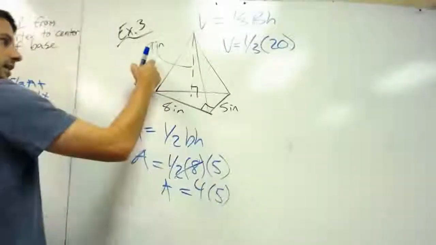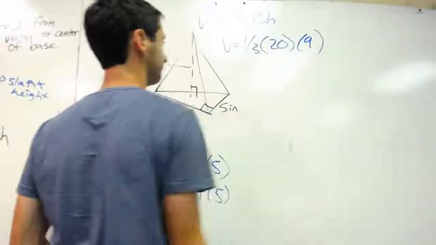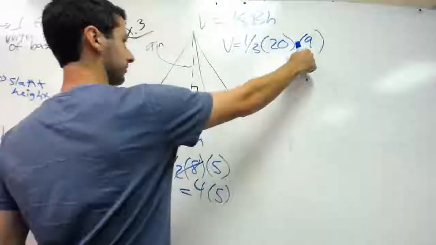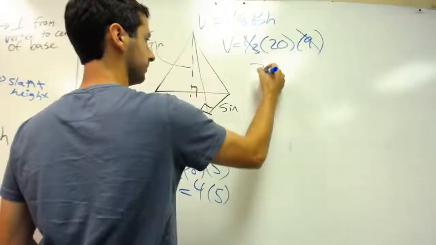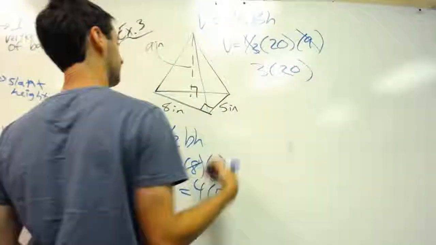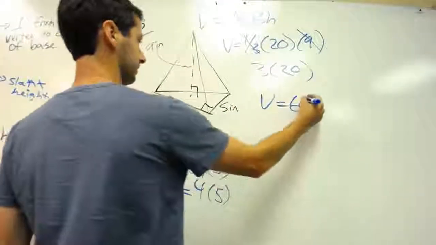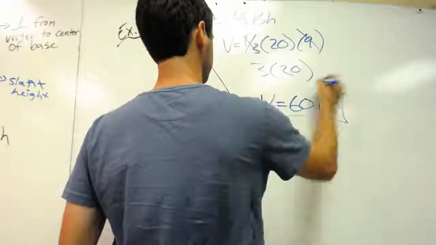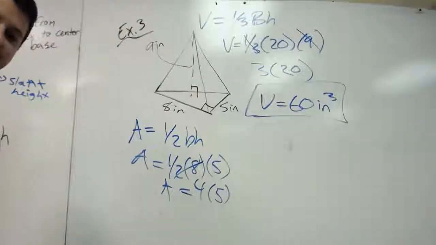And our height, it gives it to us. It's our altitude, that is 9. Then we simplify. I can do 1/3 of 9. 9 times 1/3 is 3. And 3 times 20 is 60. 60 inches, and since it's volume, it is cubed. That is how you find the area, lateral area, surface area, and volume of pyramids.